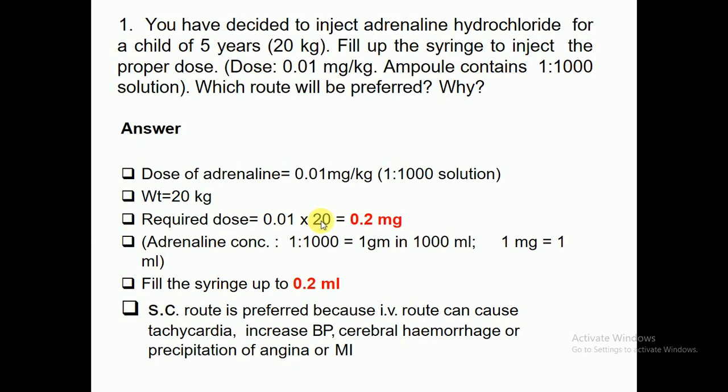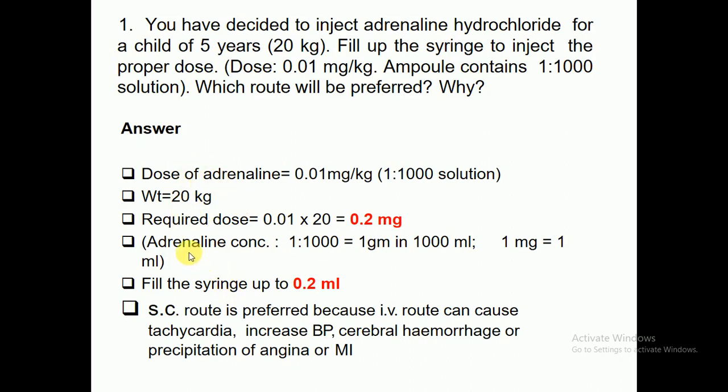I will put this formula. So the required dose is equal to 0.01 multiplied by 20. So it means that for the required dose, I will multiply the dose of adrenaline by the weight of the child. So this is the general formula through which you can calculate the dose. So the required dose will be 0.2 milligram, and this dose comes from here.